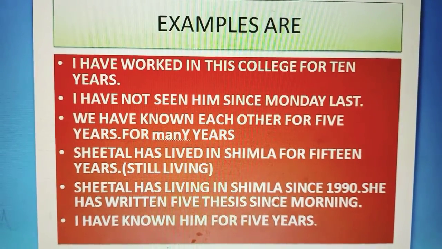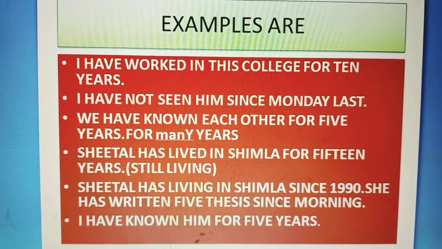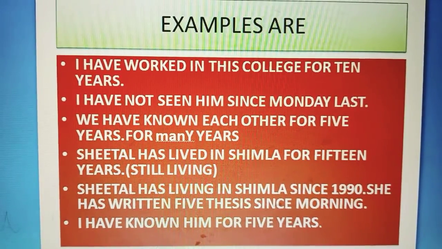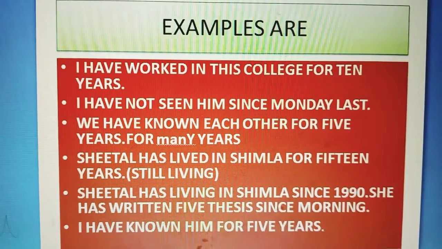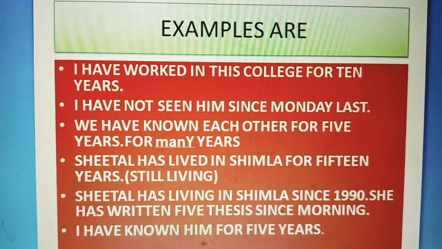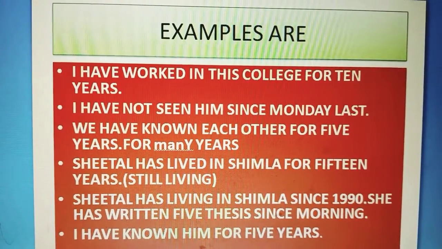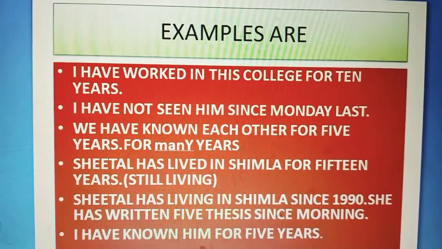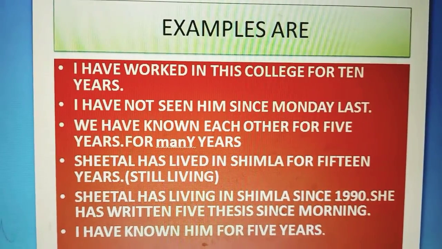I have worked in this college for 10 years. I have not seen him since Monday last. We have known each other for 5 years or for many years. Sheetal has lived in Shimla for 15 years. Still living. अभी भी रह रही है. Okay. Sheetal has lived in Shimla since 1990. Since का यूज है और ऊपर हमने for का यूज किया है. Okay. She has written 5 theses since morning. I have known him for 5 years, etc. These are something which we can use in such cases, in such expressions.